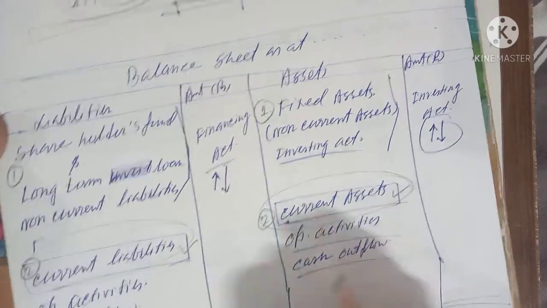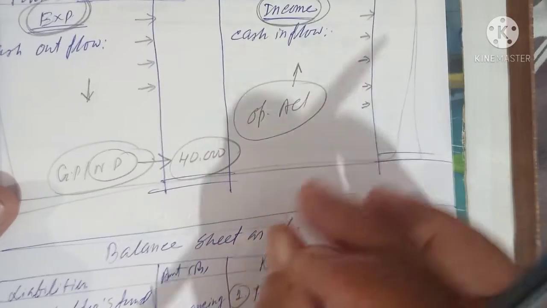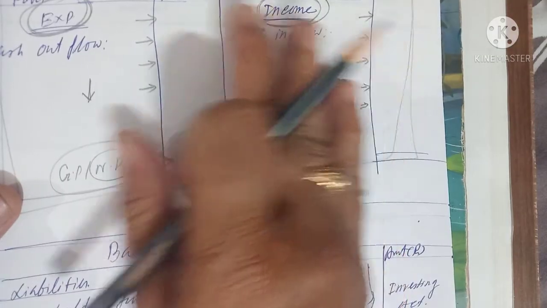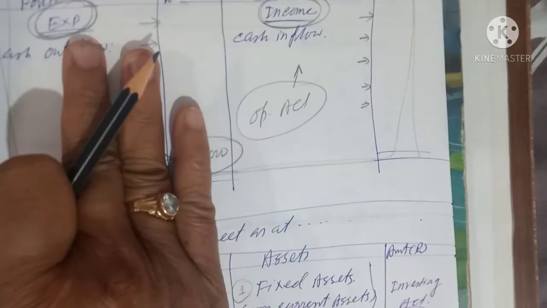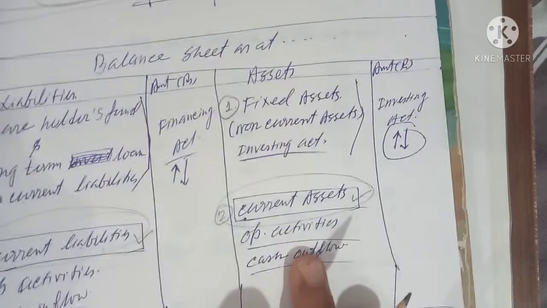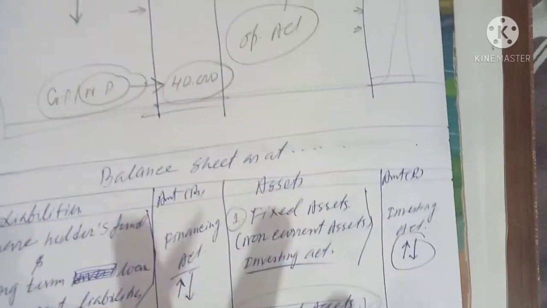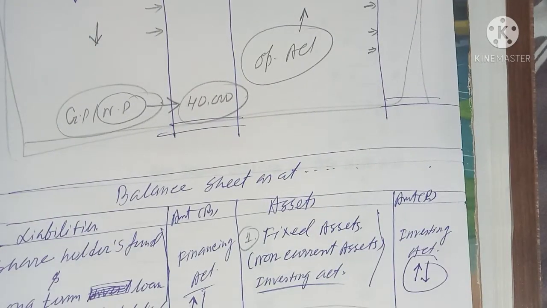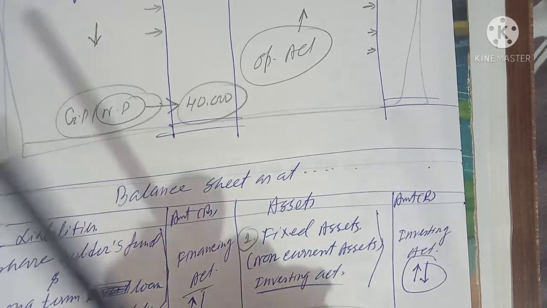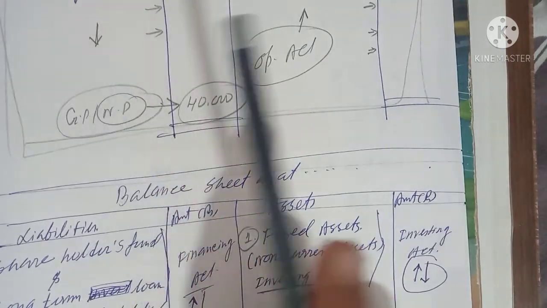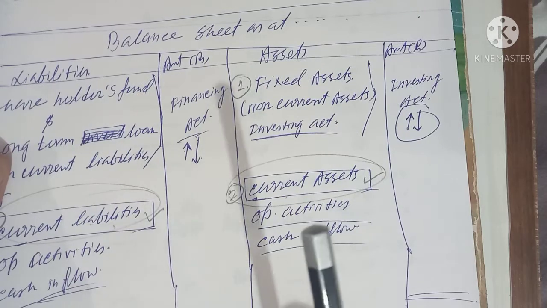I want to tell you clearly that the transactions related with the trading account credit side or debit side, or profit and loss account credit side or debit side, or current assets or current liabilities, these all come under the operating activity. Once again, operating activity means trading account and profit and loss account, debit side and credit side both, plus current assets and current liabilities also.